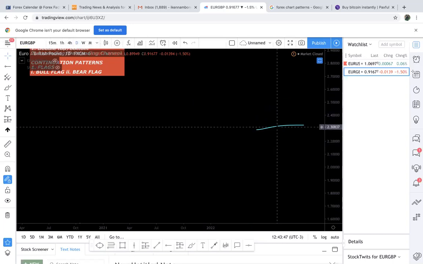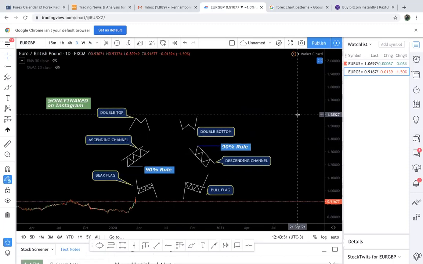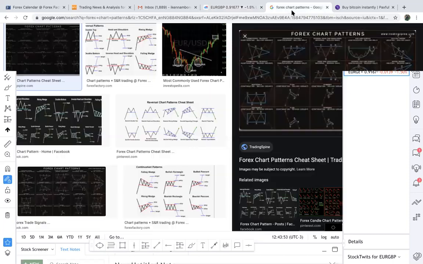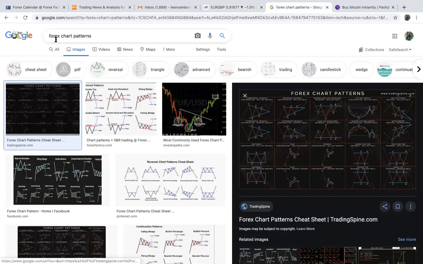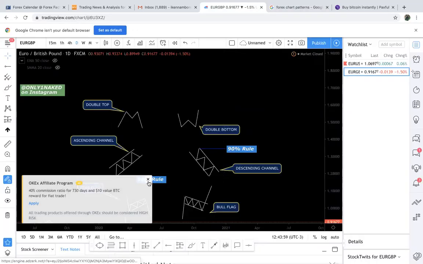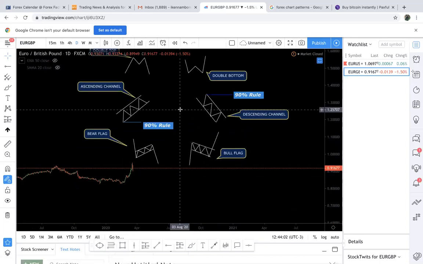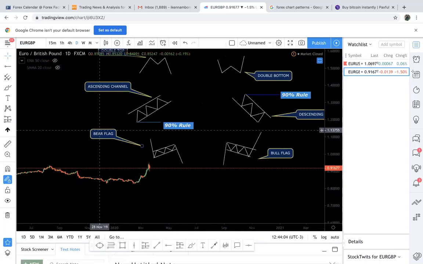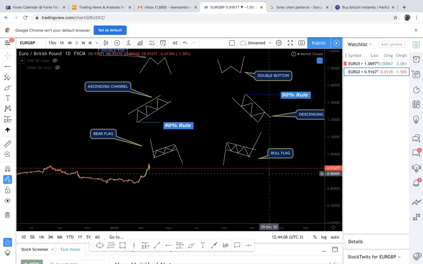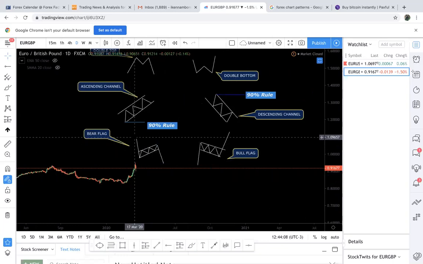So we move on to the other type of pattern right here. Don't forget to read more on this. Just go to Google, search for Forex chart patterns, and you can see all of them there. So we have continuation patterns. Continuation patterns that we have are the bear flag, and then we have the bull flag. It's very, very simple. I like this.